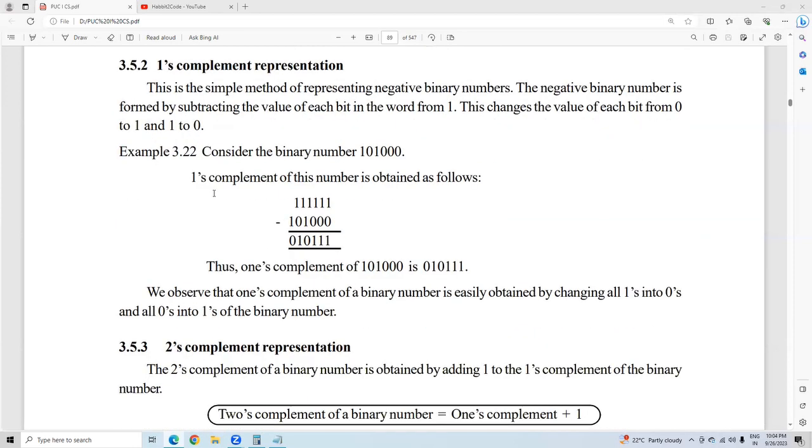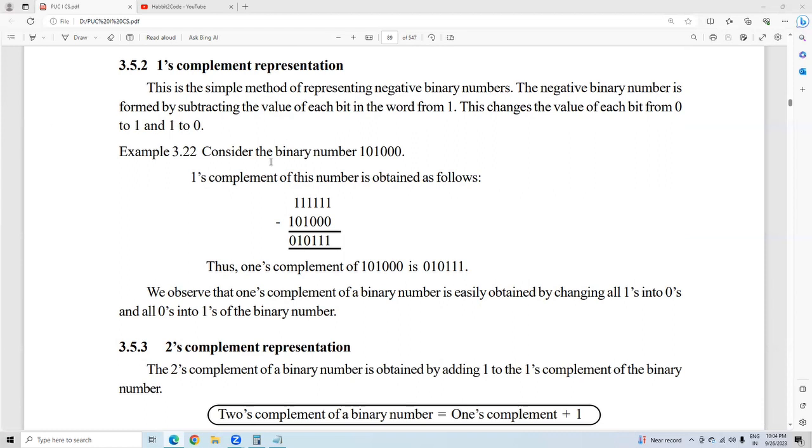The next method is 1's complement representation. This is the simplest method of representing negative binary numbers. A negative binary number is formed by subtracting the value of each bit in the word from 1. This changes the value of each bit from 0 to 1 and 1 to 0.